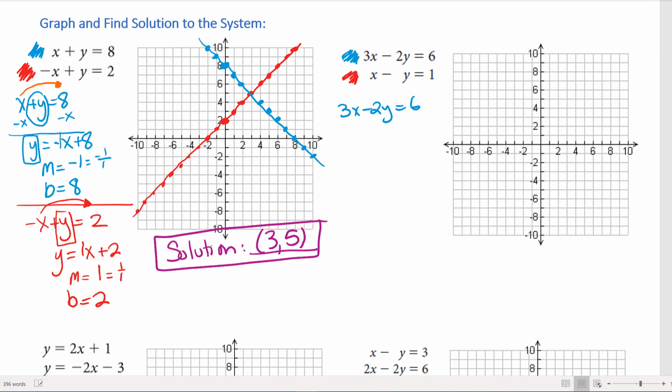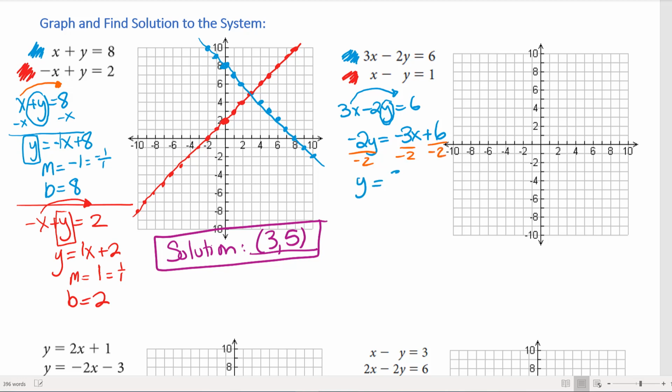Neither of these are in slope-intercept form. So if I pick the 3x up, because I want the y to be all by itself, right? If I just pick that term up and move it to the other side, the positive 3x turns into negative 3x plus 6. So I just picked it up and put it over. I like the x in front, so I go ahead and put it there. Then I have to divide everything by negative 2 so that the y is all by itself.